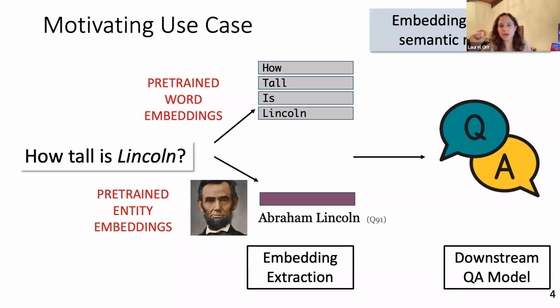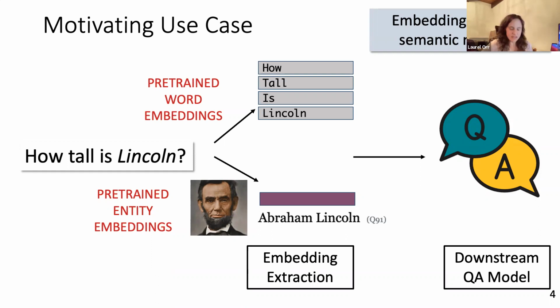Now, the key thing to understand about this is that these pre-trained embeddings are trained to incorporate global knowledge about what this object is. A word embedding is going to encode, for example, co-occurrences of different phrases, so that the word tall in the embedding space is going to be very similar to a word like height. On the entity embedding level, the embeddings are going to encode facts about what that entity is. So the Abraham Lincoln embedding is going to encode information that he was the former president of the United States, or that he is 6'4".